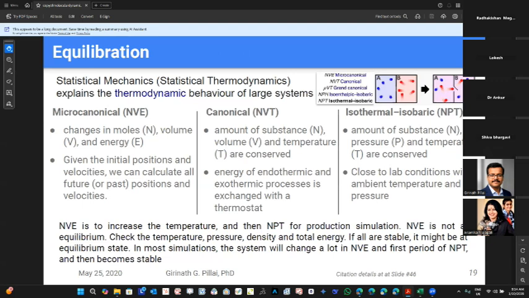So these three have their own significance, and we also look to increase the temperature for the production simulation, and NVE is not at its equilibrium. So there is some correction here. I will correct it and send it out.